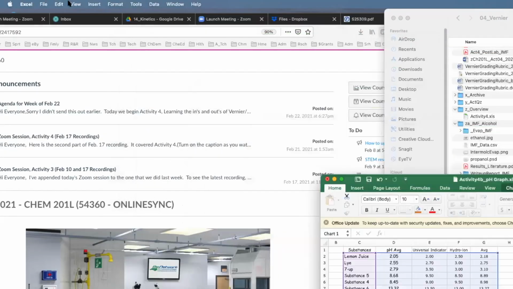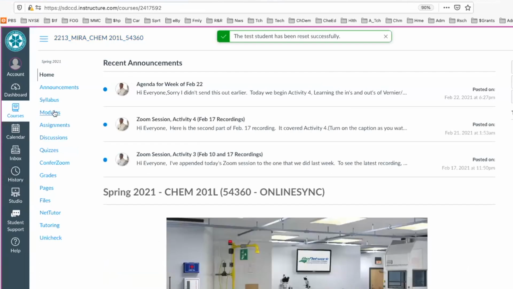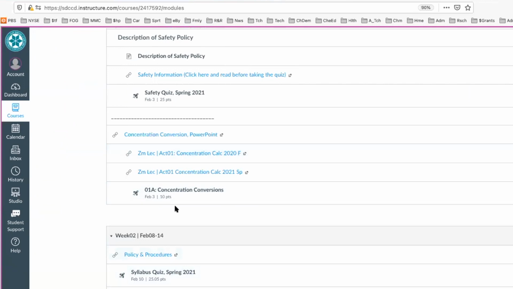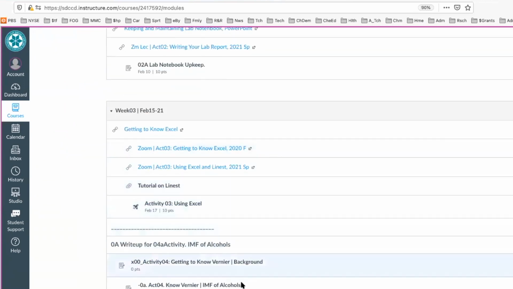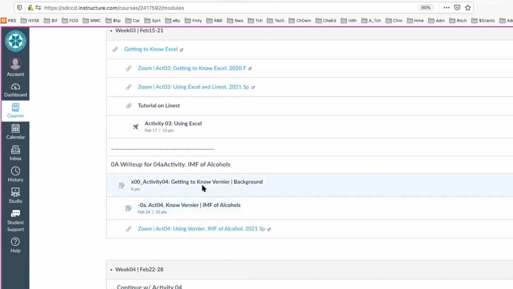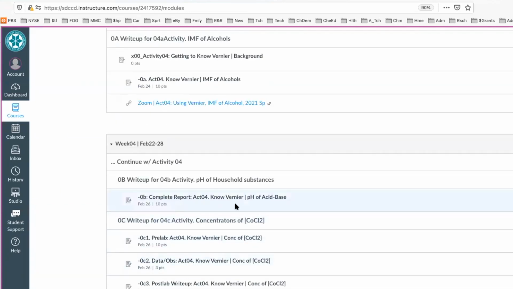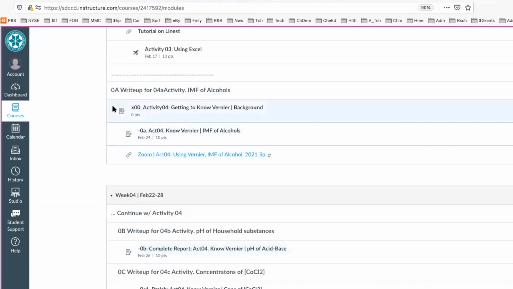Again, if you go back to Canvas, so here we are in modules. Go to this part right here. It's the only thing that you should be working on. And I already gave you the guidance. This part right here, the pH and the concentration of cobalt chloride, you guys can get started on that on Wednesday. Spend most of your time the next couple of days trying to do this part based on the guidance that I give you.